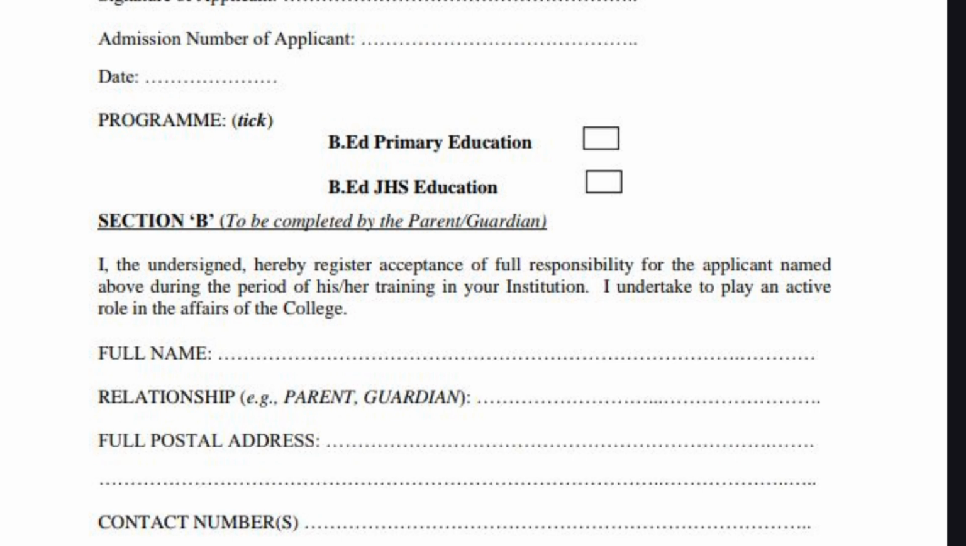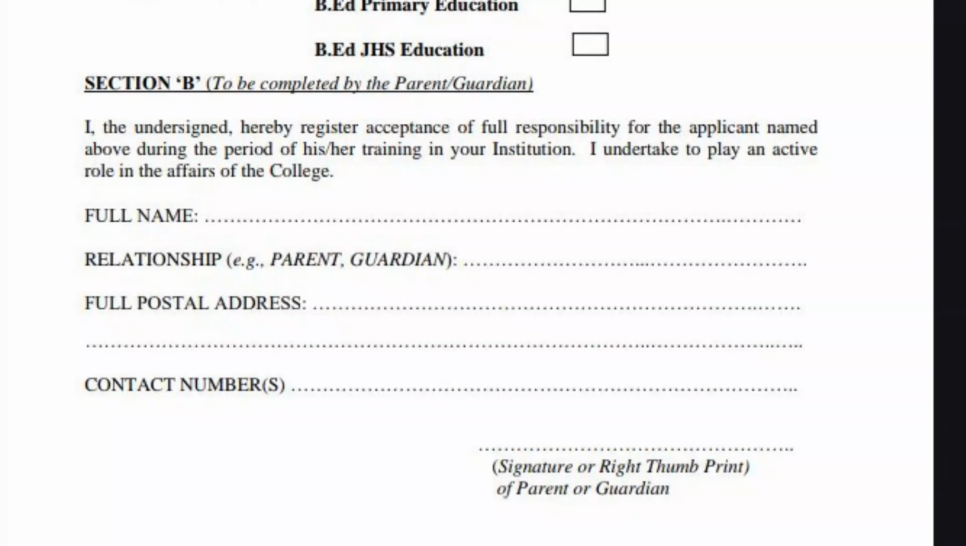You can still use the same postal address you used for yourself for the parent, and then you input their contact numbers as well. It's the same process just like you did for the applicant section. To complete it all, they have to sign. So if they can't sign, they have to stamp, print, and you're good to go.